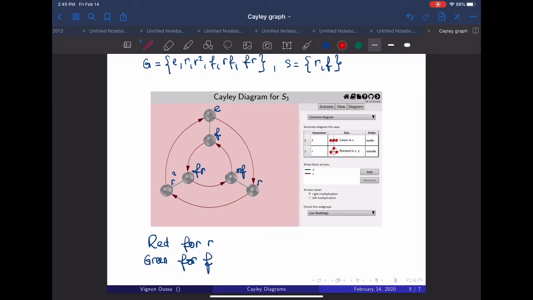R times E will be R. So we get this. If you take R times R, we get this.